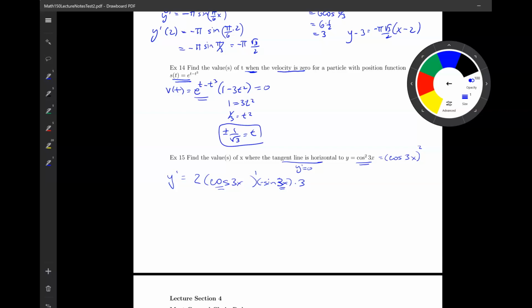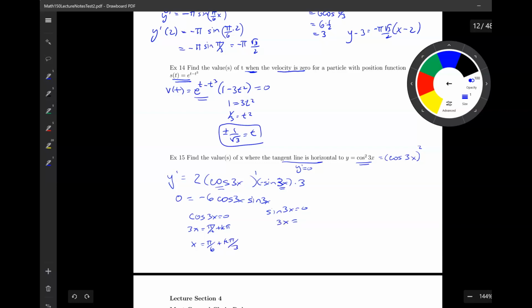All right, so I'm setting this equal to 0. So let's clean it up a little bit. So I see a negative 6 cosine of 3x sine of 3x. So I'm setting cosine of 3x equal to 0 and sine of 3x equal to 0. So when does cosine equal 0? So that's at pi over 2 plus k pi. And if I divide through by the 3 now, so those are the places. And here I'd get 3x is equal to k pi. So it turns into k pi over 3.